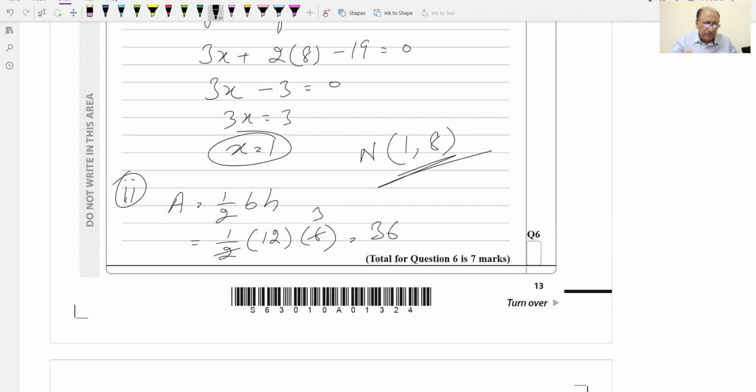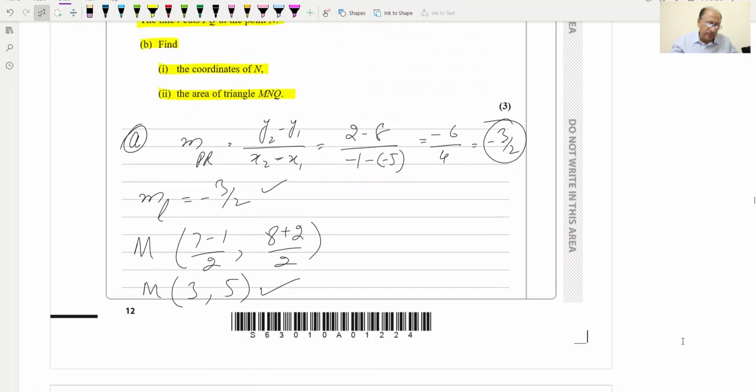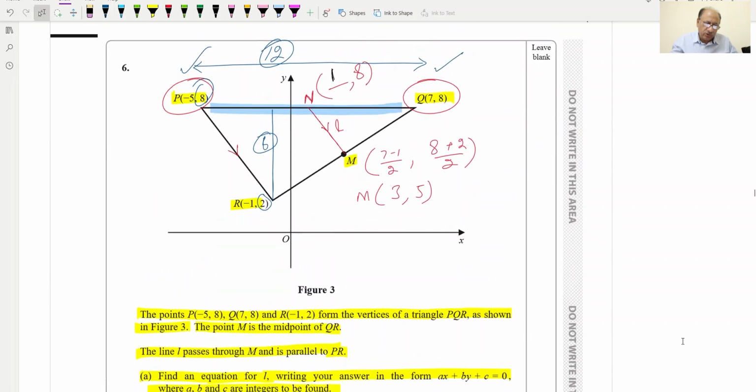So area is this one, 36 units. Now they are asking for area of MNQ. MNQ is which drawing? MNQ is basically this triangle. So we require area of this triangle.